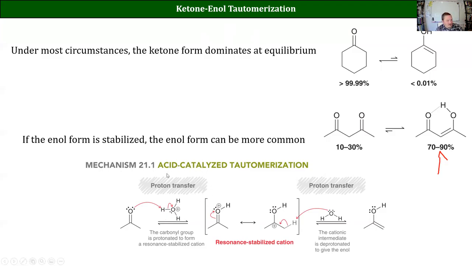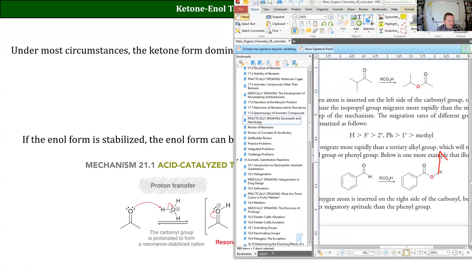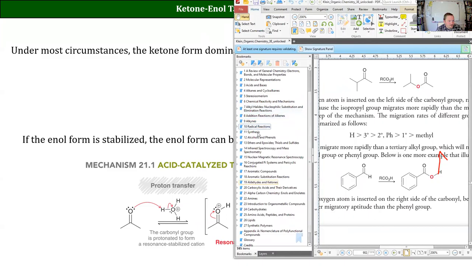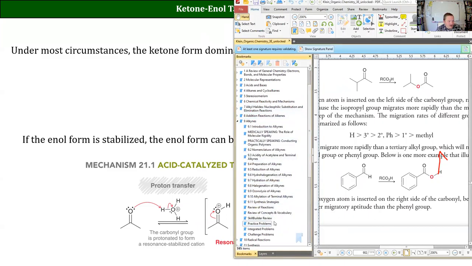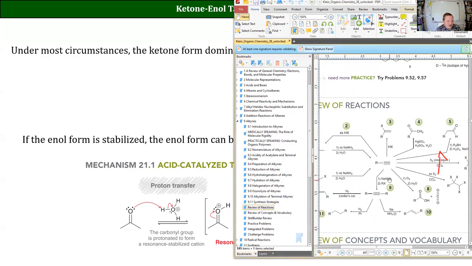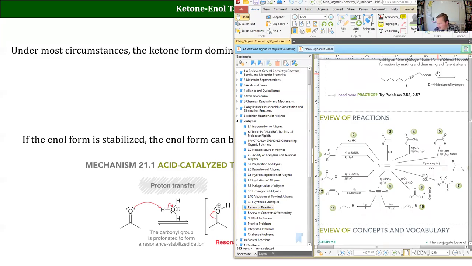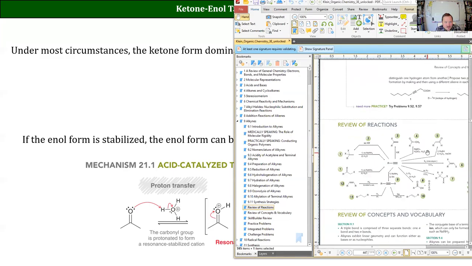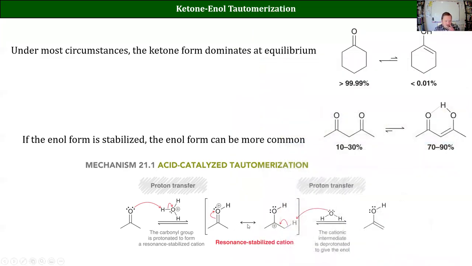This is the mechanism that we've seen before. When we first talked about these tautomerizations, back in chapter 9, the enol-keto tautomerization was for the hydration of an alkyne, which, let's see, yeah, reactions 4 and 5 up here actually showed this mechanism as well. So we've seen this mechanism before, but it's been a while.